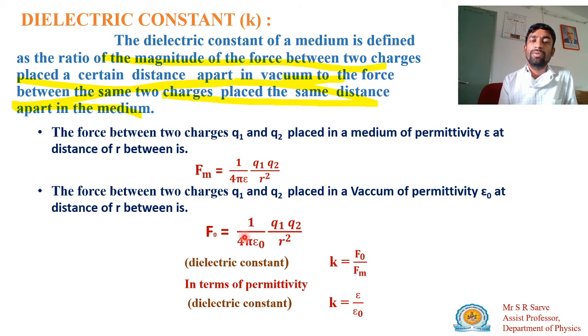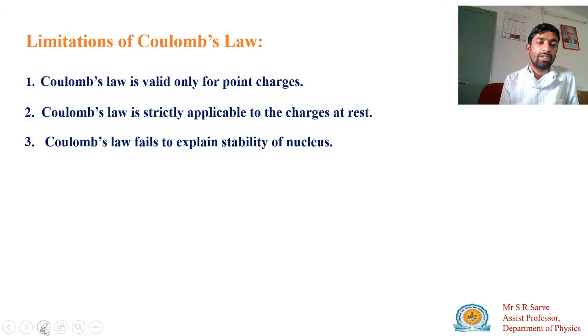If you substitute these two equations, the same terms will get cancelled: q1 q2 over r squared, and 1 upon 4 pi, which is constant. And what we get is the dielectric constant, which is the ratio of the permittivity of the medium divided by the permittivity of free space. So this equation gives the expression for the dielectric constant.